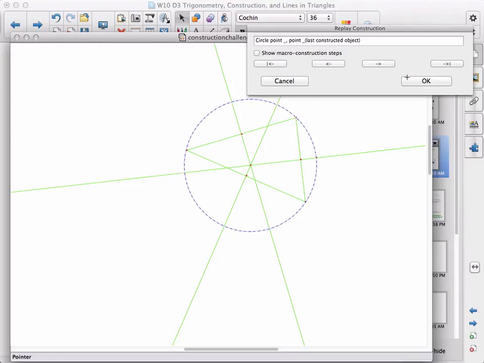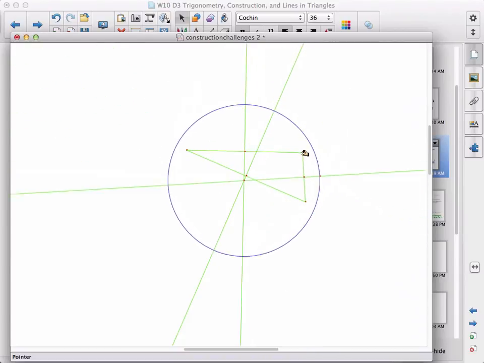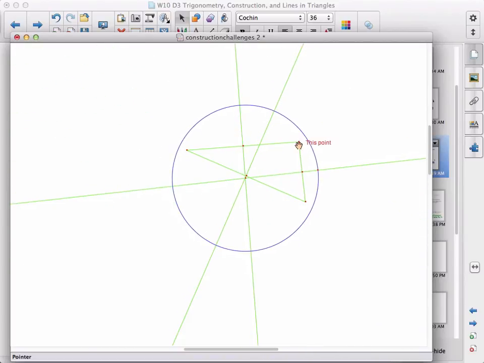Interesting. Okay. So did anybody notice that last step? We picked a point right there, and then made a circle through that point. Why would you choose a random point? I wonder. It says point on object line, circle through the point, the last constructed object. So do we think this is going to work? Maybe? No, I think it's random. So it's close. We're really close.